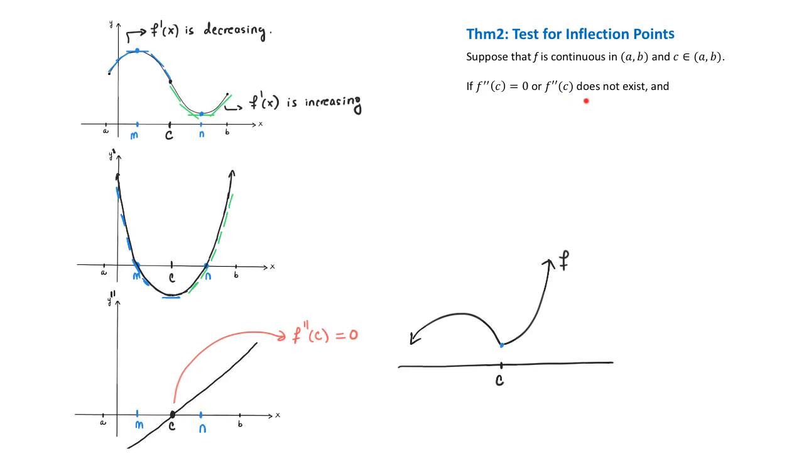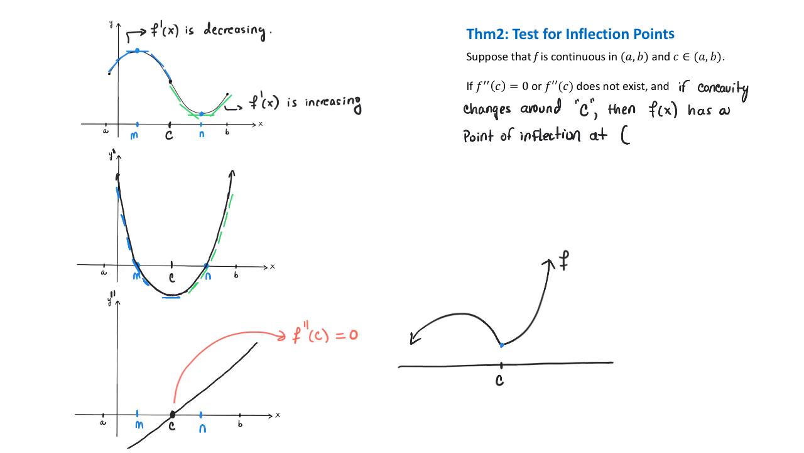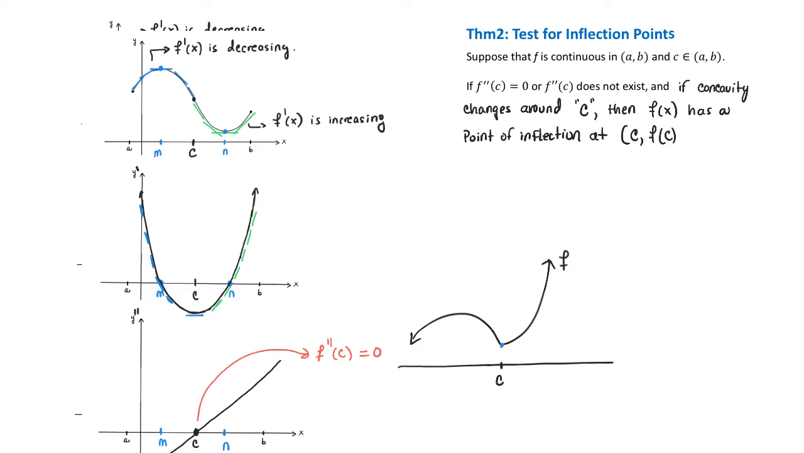So if the second derivative at c does not exist, and if, though, concavity changes around c, then f of x has a point of inflection. It has a point of inflection at c, f of c.